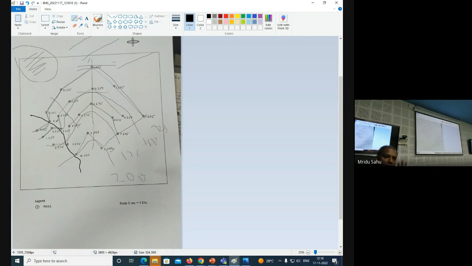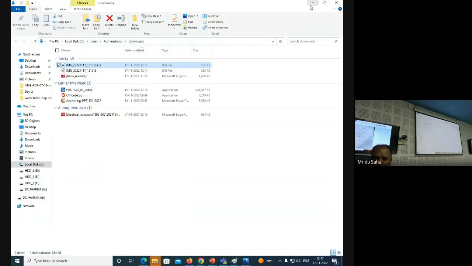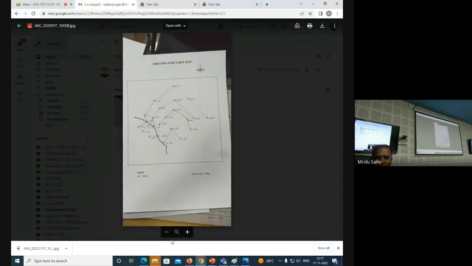I hope you understood how we can prepare the water table map, how we can interpret it, and how we can mark the flow line. Is there any doubt now? Is there any doubt, online participants? If there are any doubts, you can ask related to this.